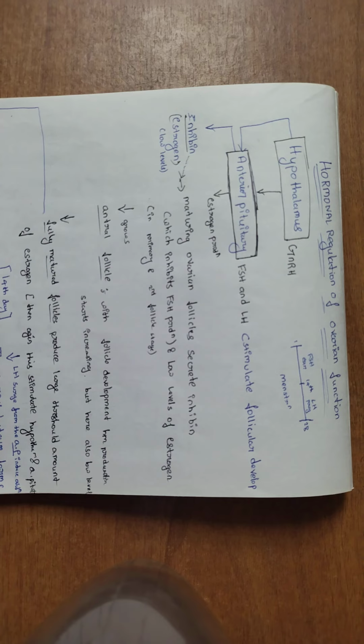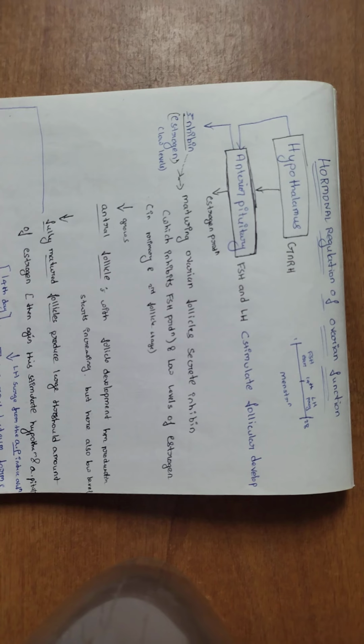When this follicle is fully matured, it produces a large threshold amount of estrogen. Due to this large amount of estrogen, there is sudden stimulation of the hypothalamus and pituitary by the inhibitor hormone to inhibit the production of estrogen. And one more thing, LH: now LH function at the 14th day, after the 14th day, LH surge from the anterior pituitary, which induces ovulation, means bursting of the follicle and release of the secondary oocyte from the ovary.